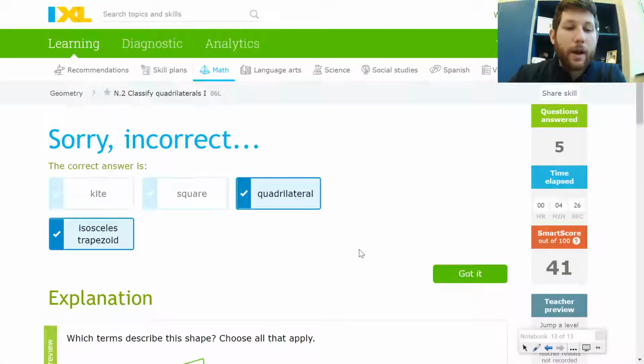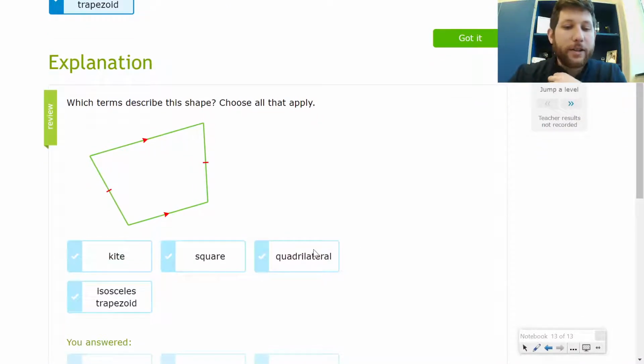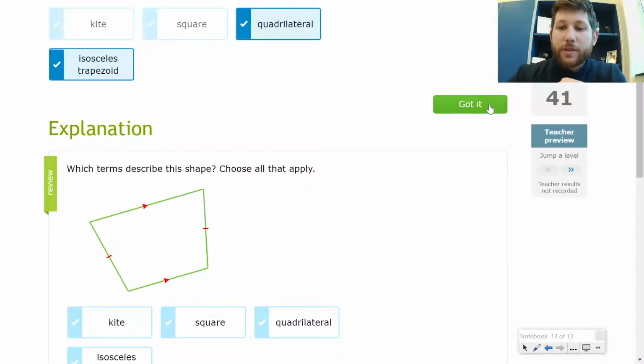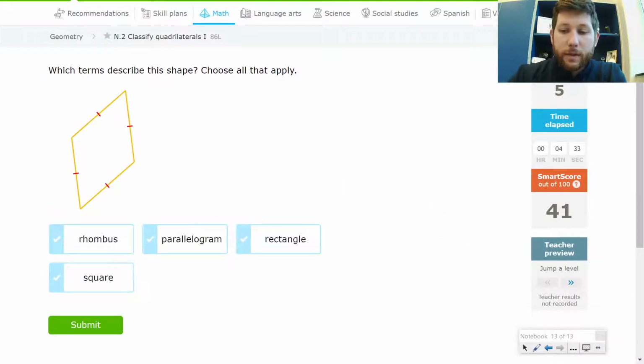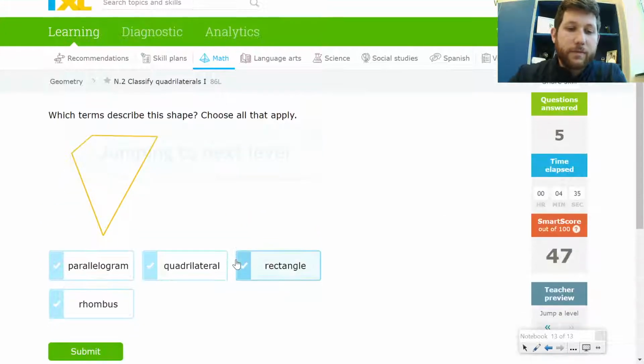Oh, I'm sorry. I made a mistake there, didn't I? I just totally missed that there was a quadrilateral option. I'm sorry about that, guys. I just must have skipped right past it.